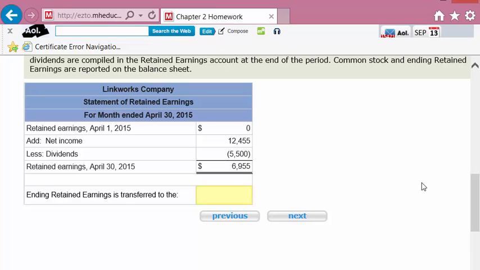If I were to give you a problem and I give you the beginning balance of retained earnings, I tell you the beginning balance is 0.